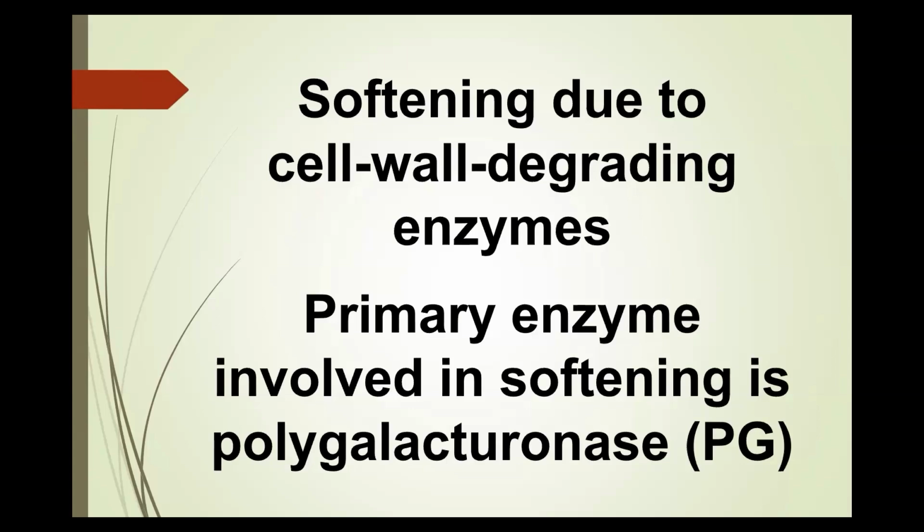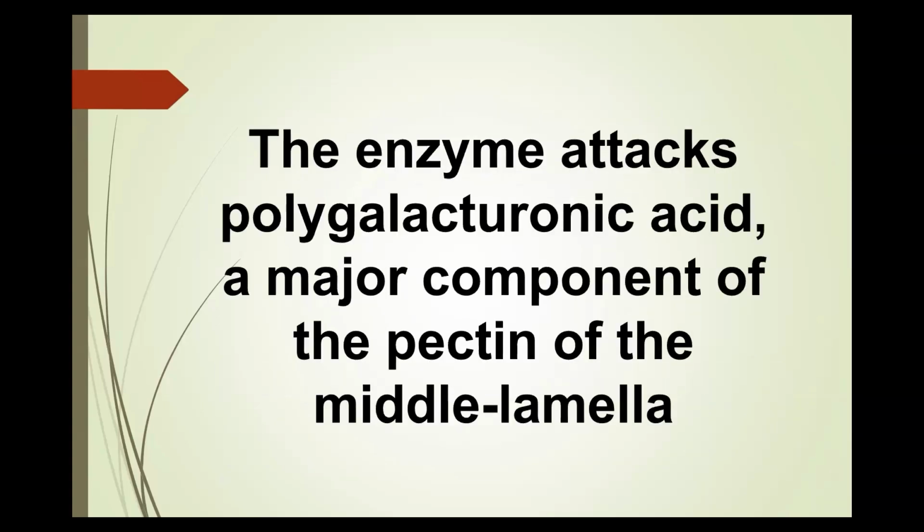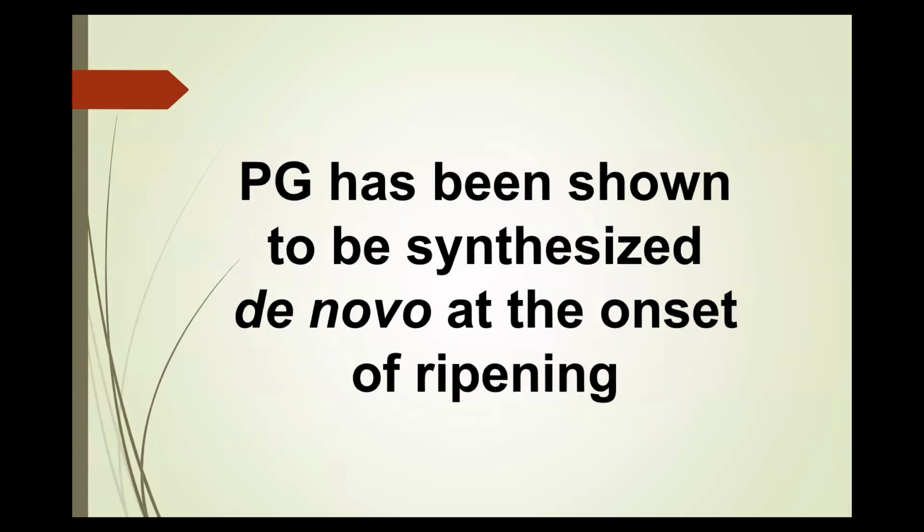Softening is due to cell wall degrading enzymes, and the primary enzyme involved in softening is polygalacturonase, or PG. The enzyme attacks polygalacturonic acid, a major component of the pectin of the middle lamella between cells. PG has been shown to be synthesized de novo at the onset of ripening. De novo means that it is now present for the first time. It wasn't there before. Genes are turned on at the onset of ripening, and PG starts being synthesized.